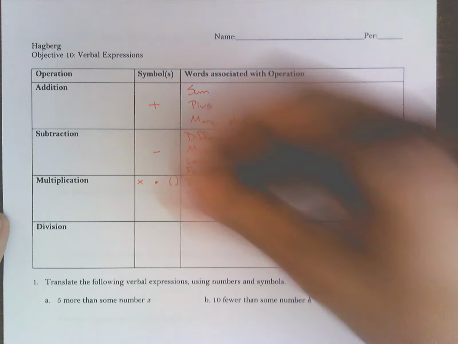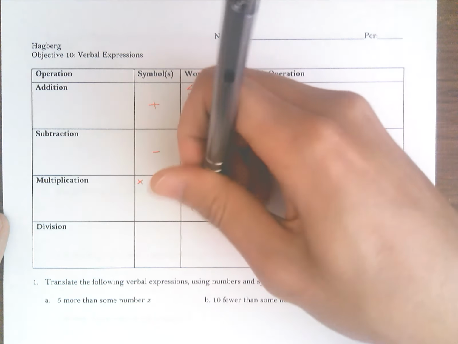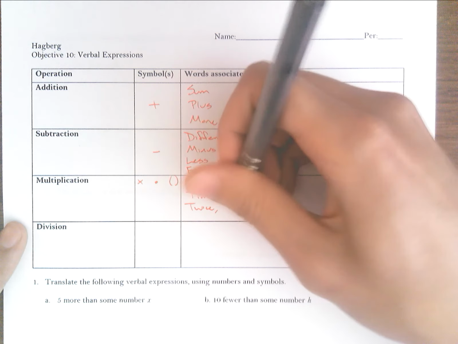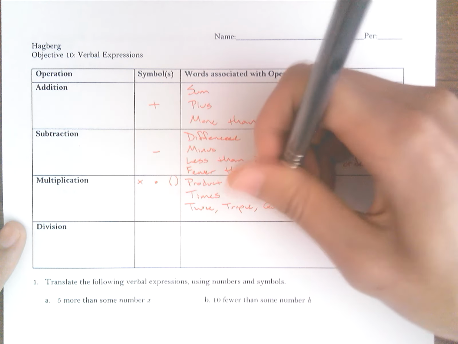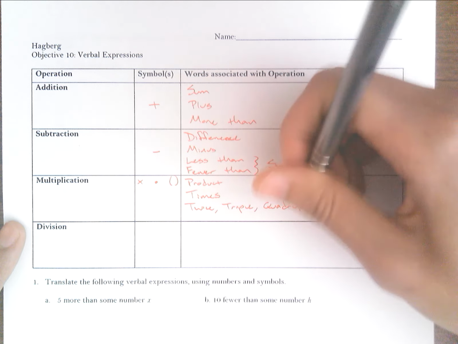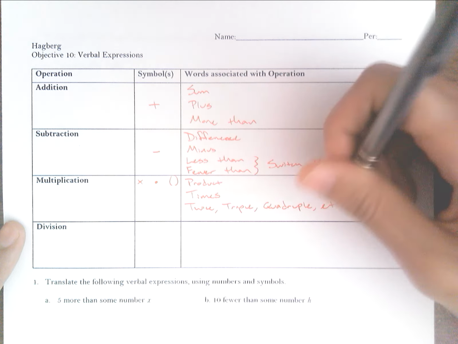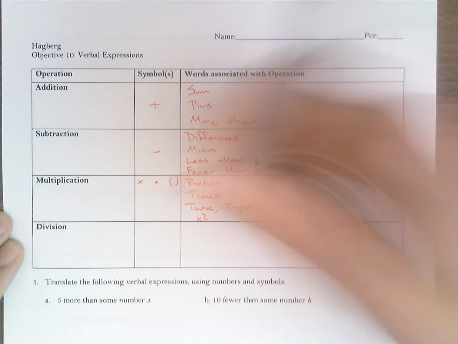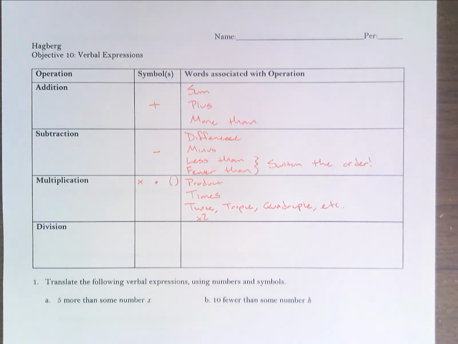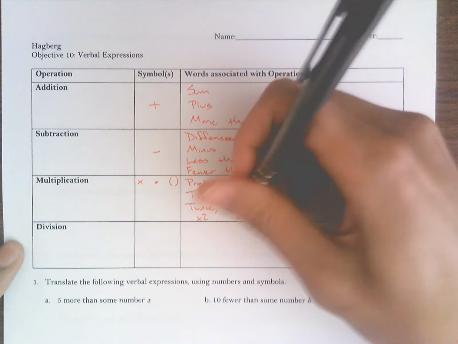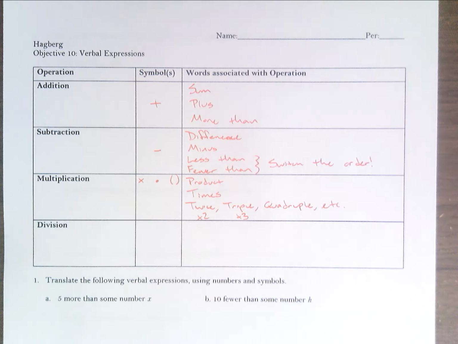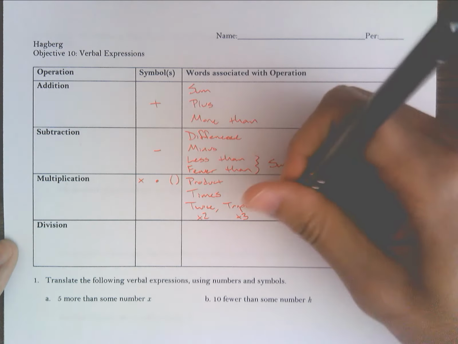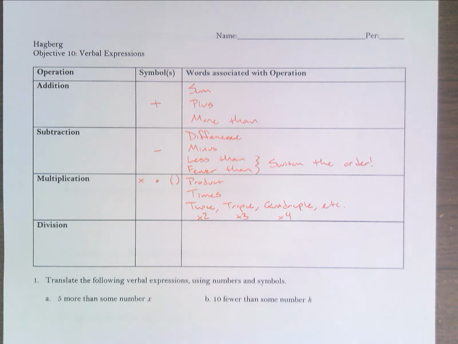And then also if we see something like twice, triple, quadruple, and so on. So as a reminder, twice means that it's two times, so times two. Triple means it's three times, so times three. Quadruple, you may have guessed, is four times, or times four. And we can keep going on and on and on. But anytime you see any of these, we're thinking multiplication.